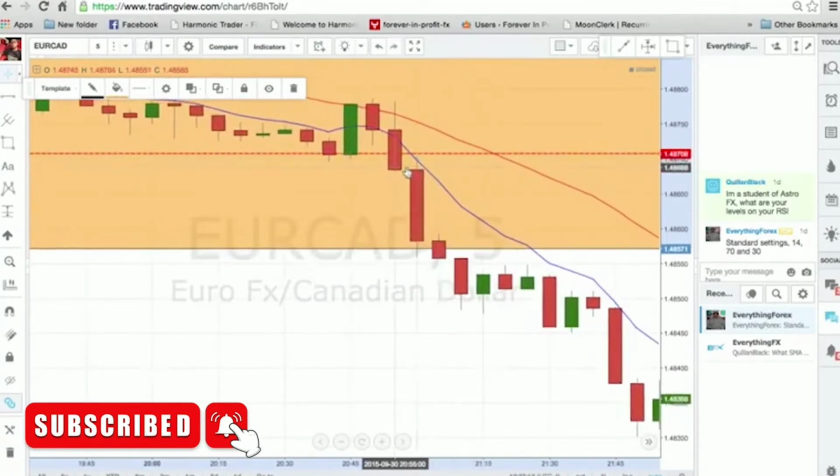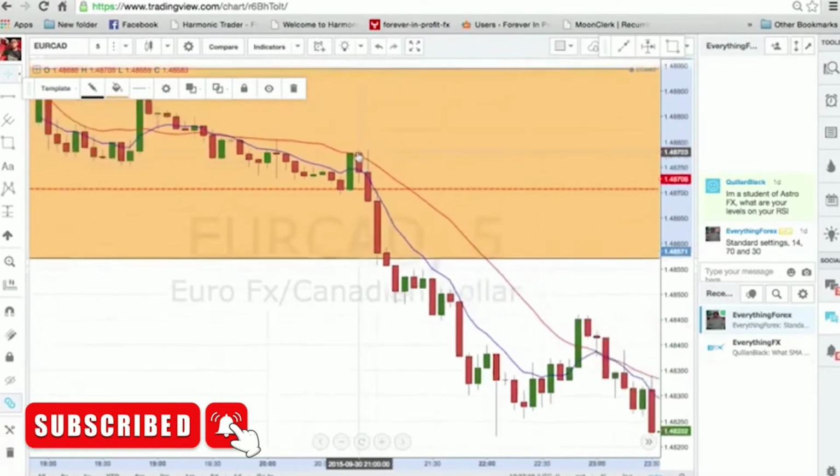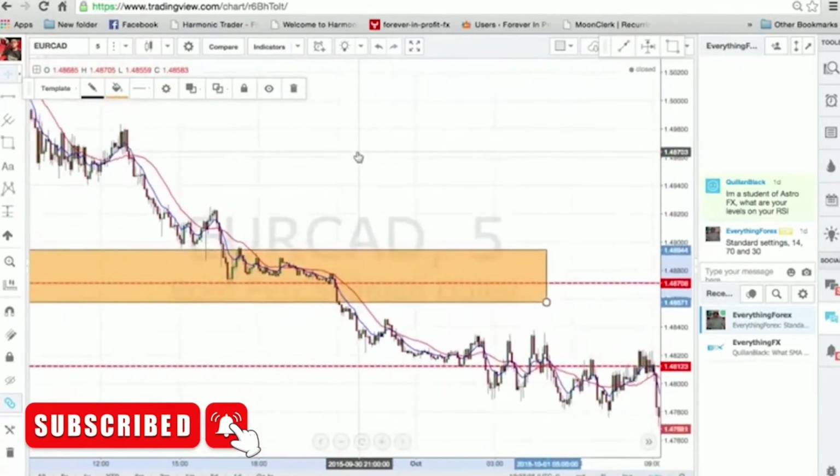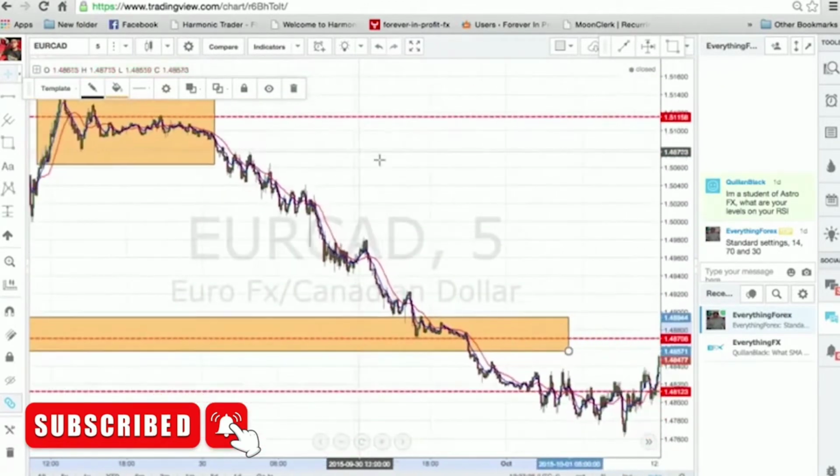That's all I wait for when I'm getting the entry. If that doesn't happen, I'm not taking it. And that's all I'm waiting for, that retest of newfound resistance. That's it.